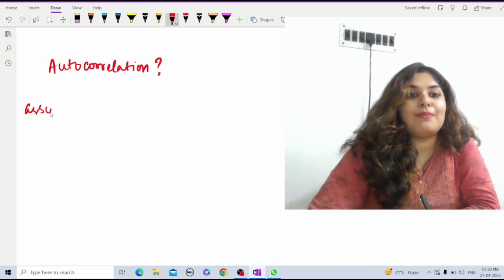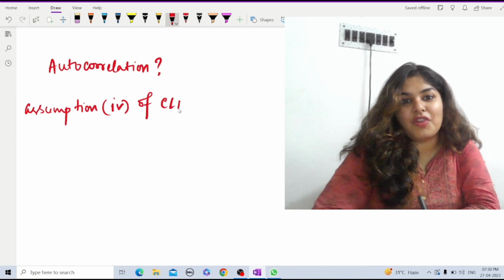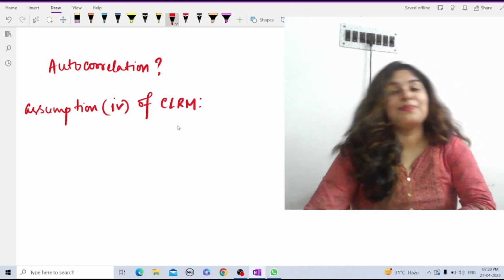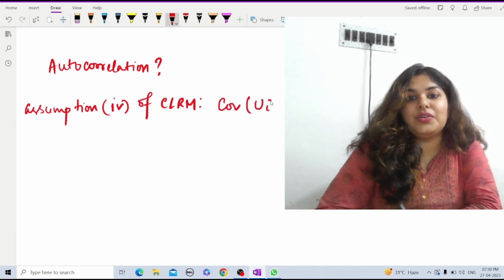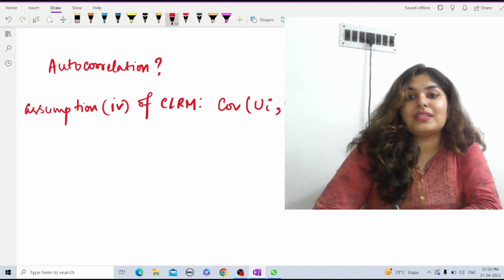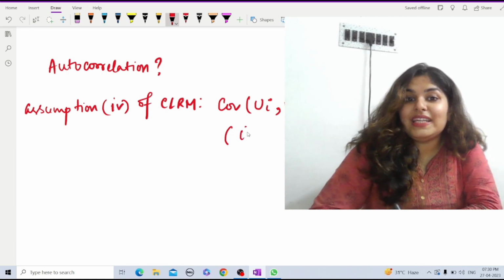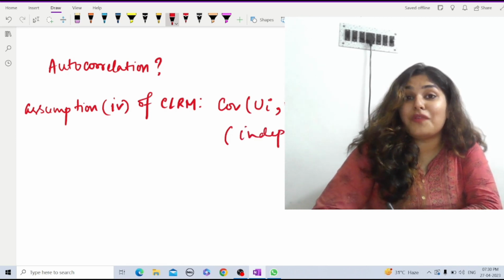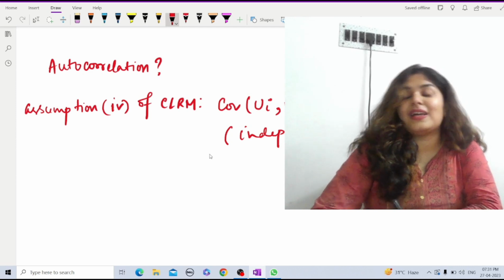That is assumption 4 of CLRM. What is assumption 4 of CLRM? That is the simple linear regression model. It says that the covariance of ui uj, that is covariance of two disturbance terms, is equal to E of ui uj is equal to 0. That means error terms are independent of each other. The disturbance terms of two different periods are independent of each other. They are not related, and that is our assumption of CLRM.